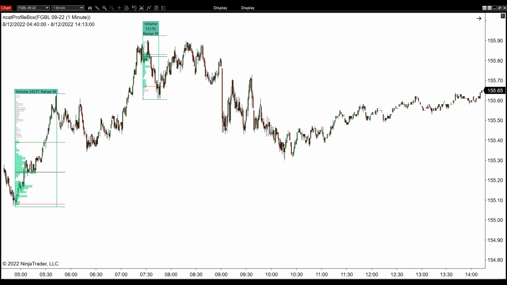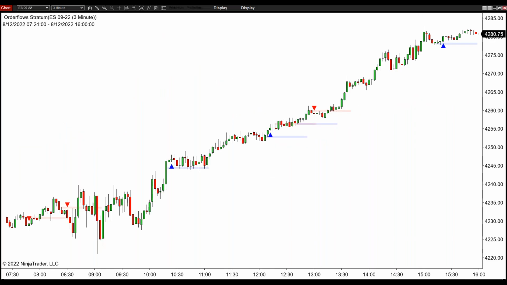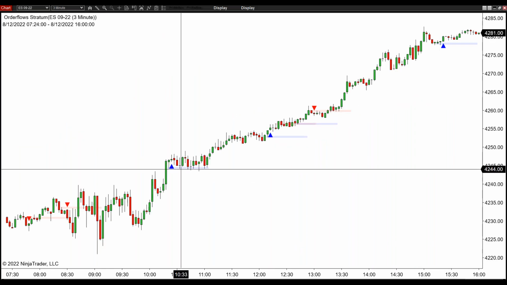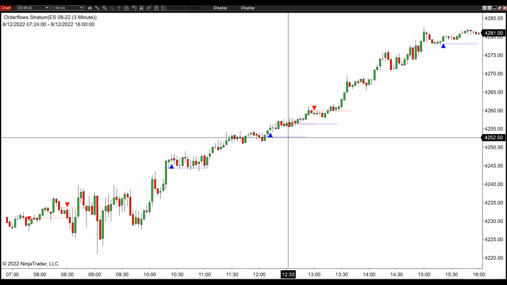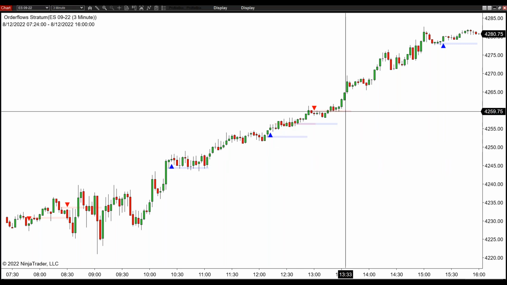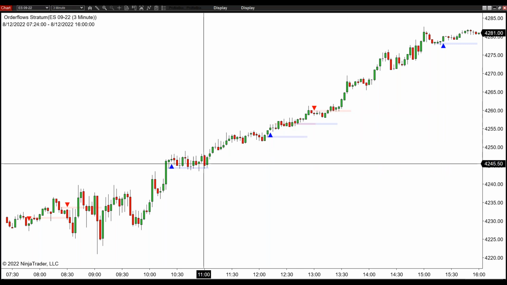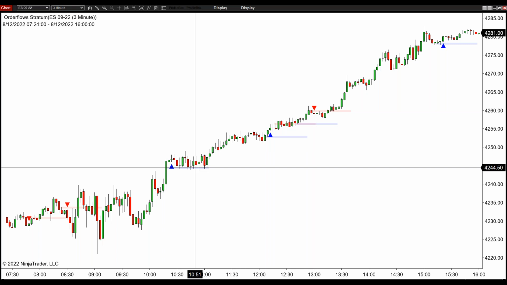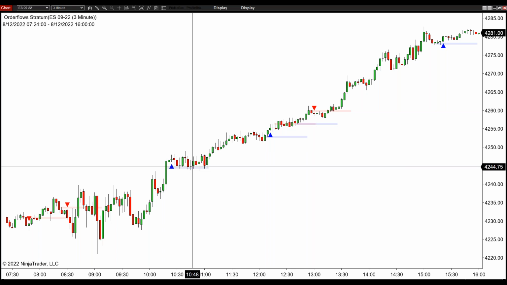Where would you like to place your stop after entering at the signal? Well, where I would be looking to place my stop is below this blue line, or above the red line. It doesn't mean you have to place it right there. But once it starts coming in there, right?